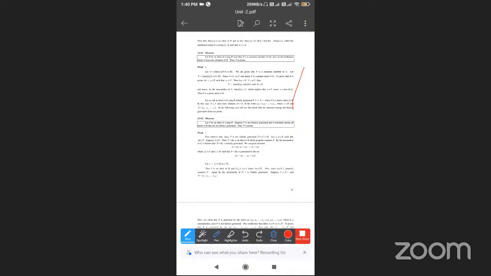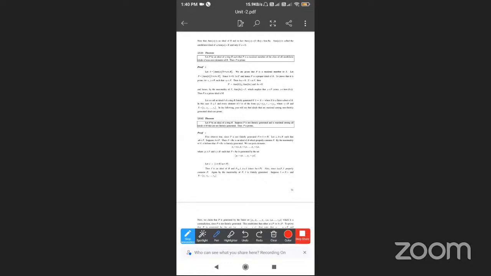P is an ideal of a ring R. Suppose P is not finitely generated and maximal among all ideals of R that are not finitely generated. Then P is prime. Here, P is not finitely generated and is maximal among all ideals of R that are not finitely generated. Then P is a prime ideal.